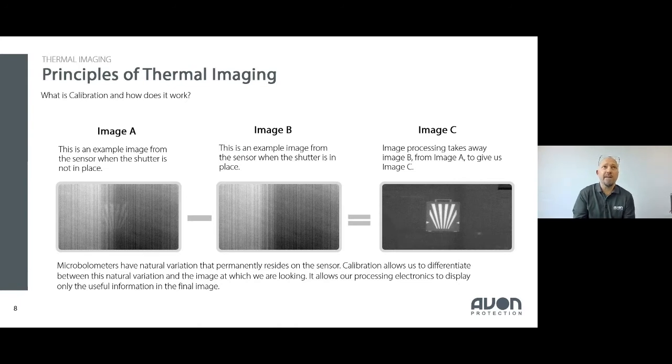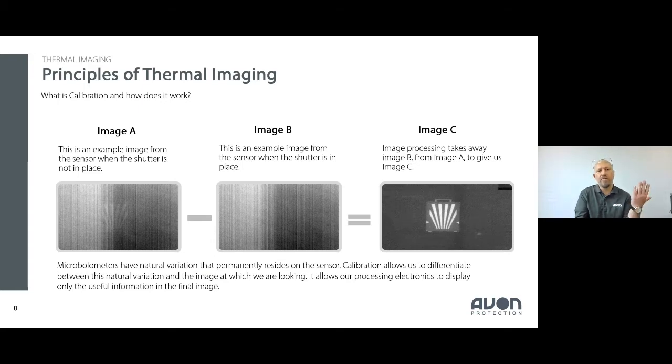So how do we derive an image? This is the interesting part, and we're going to talk about the sensor here. Every microbolometer has a natural variation that resides permanently on the sensor, because the sensors are grown, they're silicon devices, and so they have a granularity. Image B is an example of that granularity when we put the shutter that I described earlier in front of that sensor. So what the sensor has done there in image B is taken a picture of the shutter with no scene in the background.